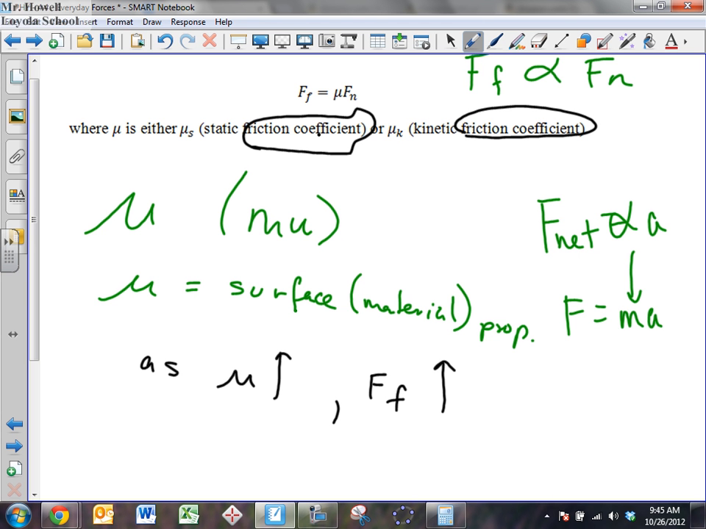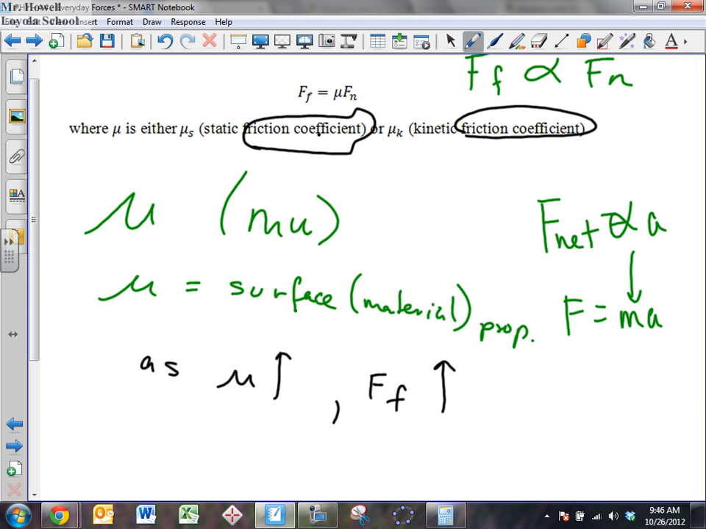For example, take an eraser, and you go to erase something off your paper. Doesn't the eraser fall to pieces on your paper? Because there's a lot of friction there, and the frictional force is overcoming the tensile strength of the rubber, which causes it to break into little pieces and rub off on the paper. So rubber has a high mu value.